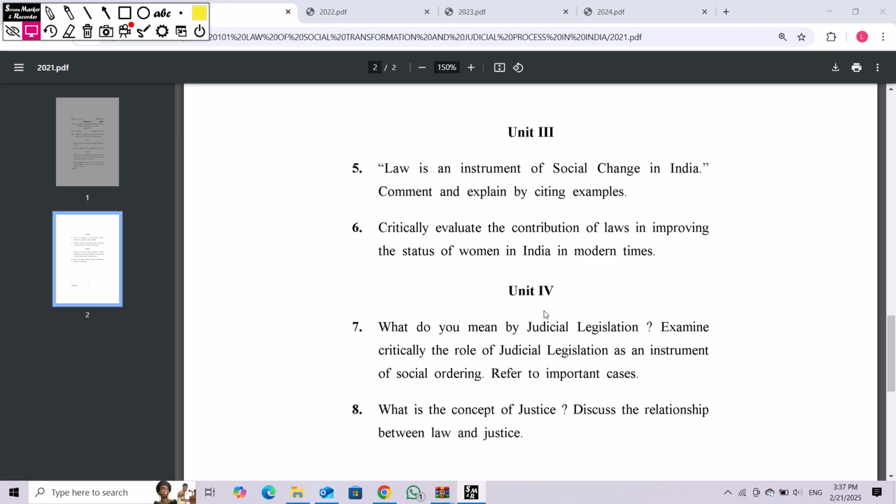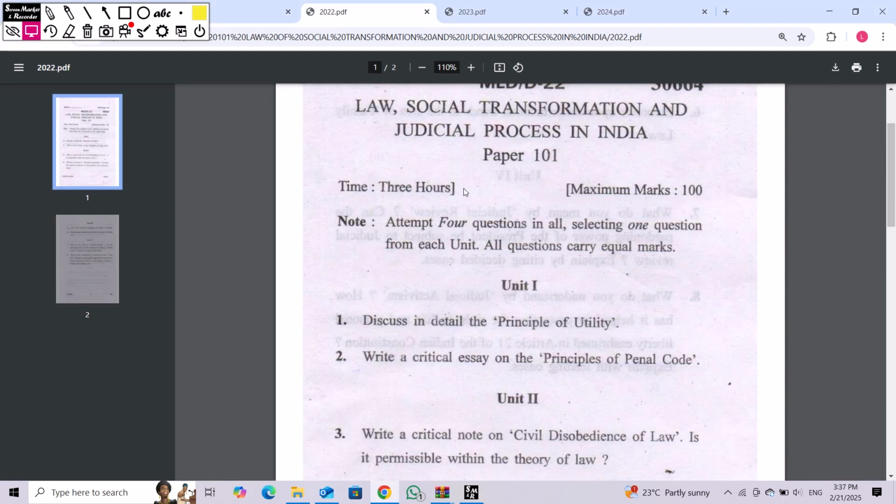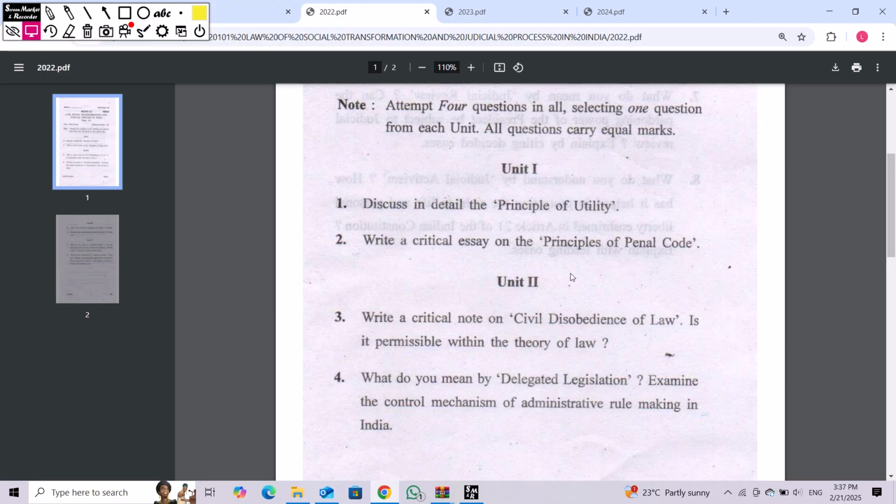Now I am going to discuss the paper of 2022, and these are the questions. Unit 1 has two questions. First is: discuss in detail the principle of utility. Second is: write a critical essay on the principle of penal code. Unit 2 is: write a critical note on civil disobedience of law. Is it permissible within the theory of law?